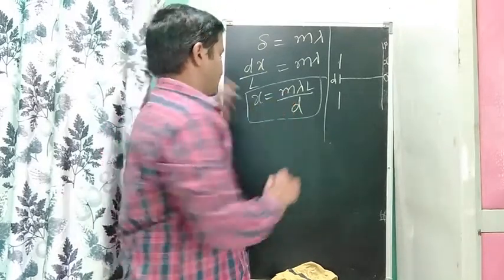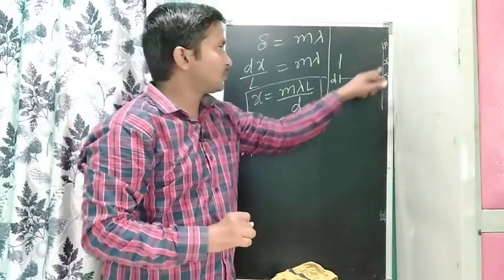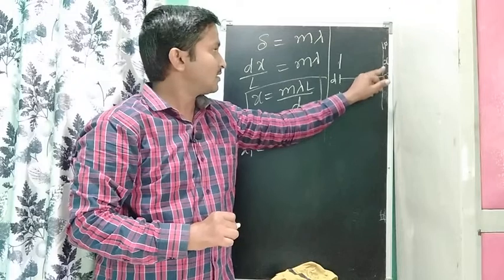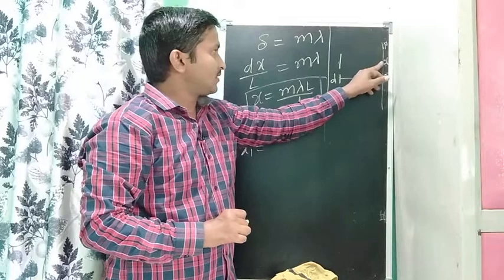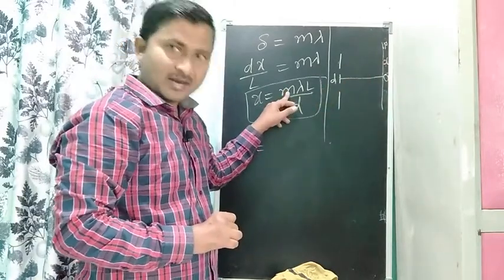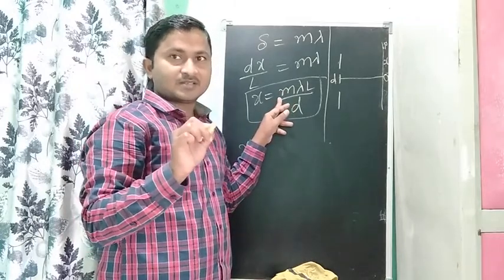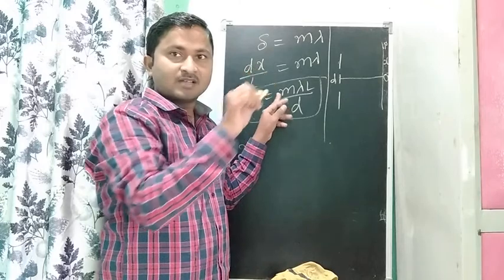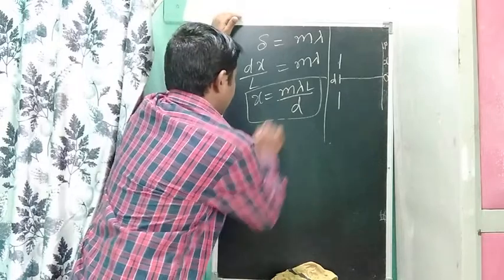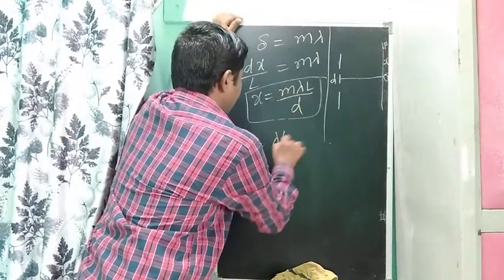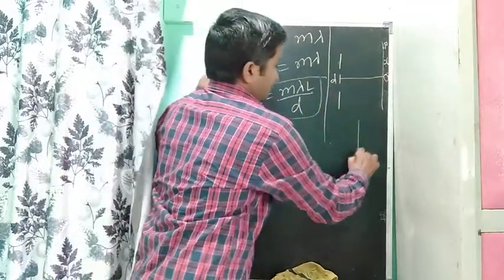Suppose x1 is the distance of the first bright fringe. This is the central bright fringe, first bright fringe, second bright fringe. If you substitute m equal to 0, that is the central bright fringe. If m equals 1, first bright fringe, m equals 2, second bright fringe. So for the first bright fringe, x1 equals lambda L by d. This is the position of the first bright fringe.